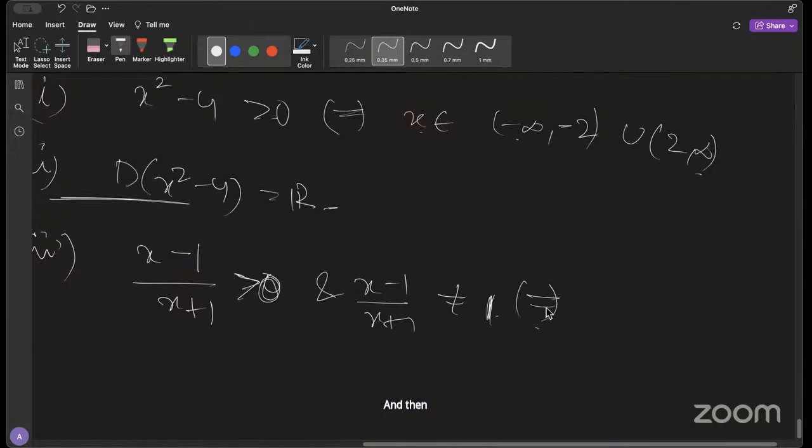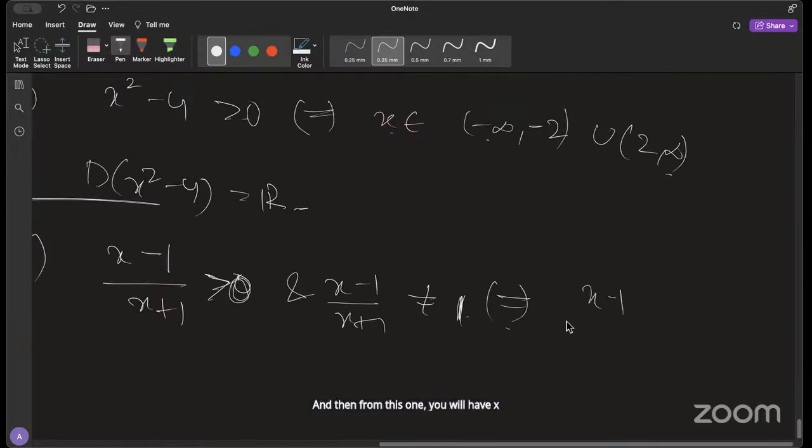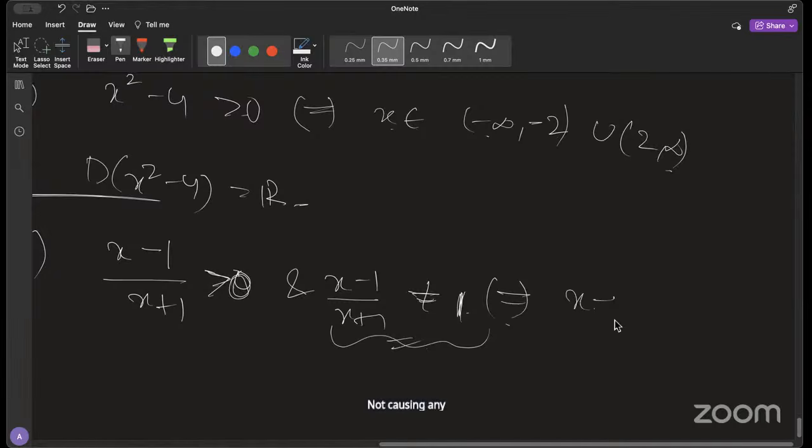And then from this one, you will have x minus 1 by x plus 1 not equal to 1, which means x minus 1 should not be equal to x plus 1. And x minus 1 is anyway never equal to x plus 1. So that means you don't have to check this condition. This condition is never true for any x, so don't worry. x minus 1 by x plus 1 is never 1. This is not causing any issue.